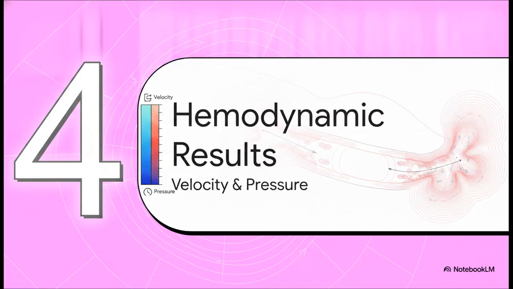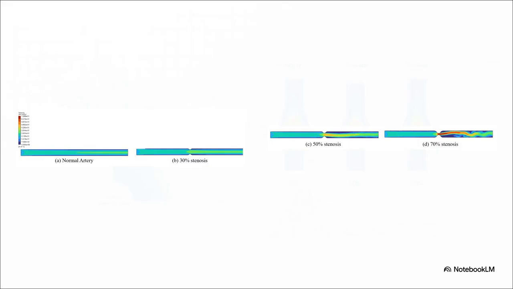All right, the fun part. Section 4, analyzing our hemodynamic results. Check out the stark contrast in these velocity contours. We've got a healthy artery cruising along with a gentle, uniform maximum velocity of 0.3 meters per second. But then, look at the severe 70% stenosis. Boom! We get this massive localized spike up to 0.71 meters per second. The flow area has shrunk so violently that the blood literally has to squeeze through that throat at more than double the speed just to conserve mass.